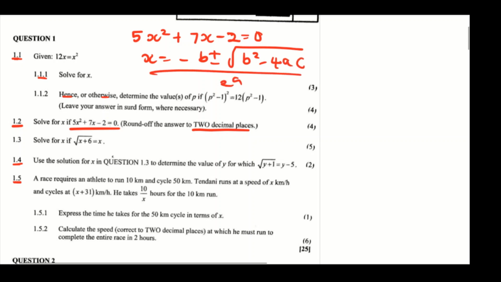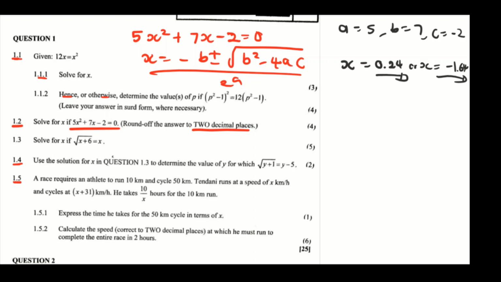Of which my a is equal to 5, my b is equal to 7, my c is equal to minus 2. Substitute that into your quadratic formula. You should get x equals 0.24 or x equals minus 1.64. So these are the solutions, remember, in 2 decimal places.